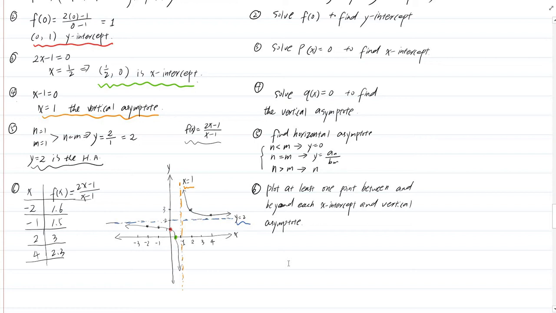So this is how it works. Remember, on your tests and quizzes, you must show work. Okay guys, so make sure you know how to do it without your graphing calculator.